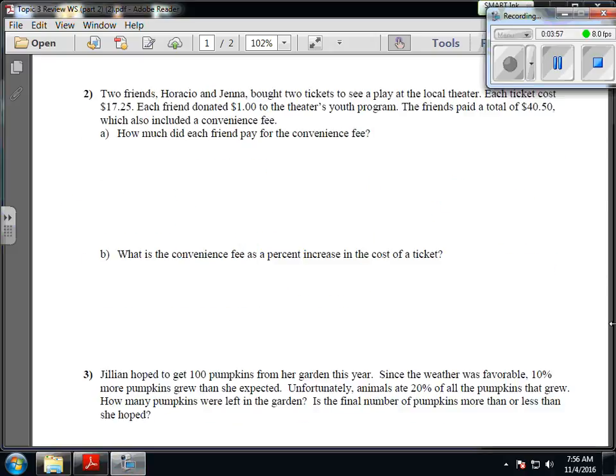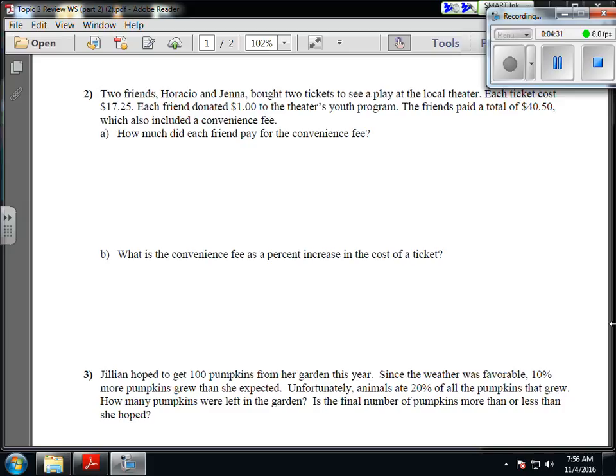Okay, let's take a look at number 2. It says 2 friends, Horatio and Jenna, bought 2 tickets to see a play at the local theater. Each ticket cost $17.25, and each friend donated $1 to the theater's youth program. The friends paid a total of $40.50, which also included a convenience fee. How much did each friend pay for the convenience fee? This is very simple, similar to the one above. But this time, instead of doing $17.25 times 2, I'm actually going to add them.